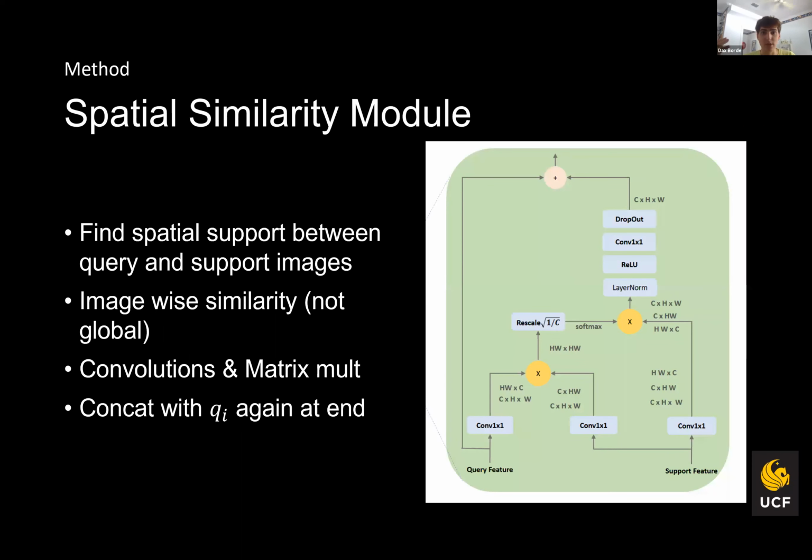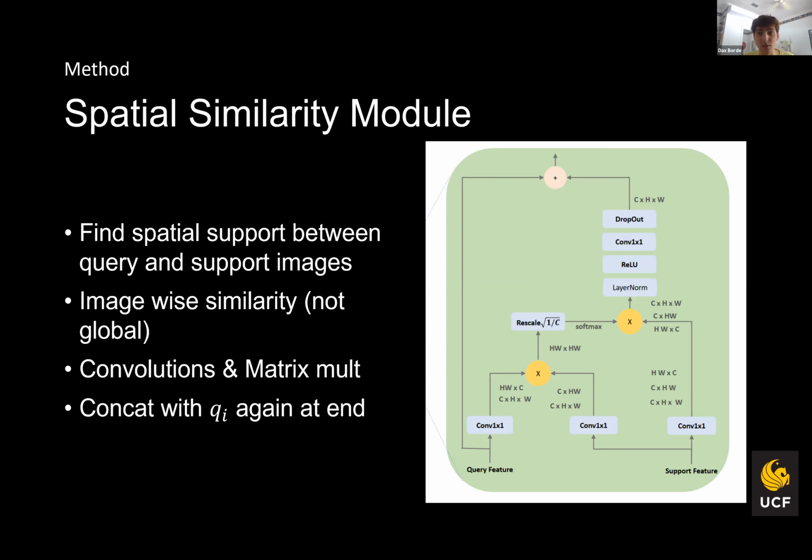So this is actually their first module in the center processing step. This is the spatial similarity module. It looks complicated, but it's a simple concept. The idea is we take the query image and compare it to each support image individually, one by one, and we attempt to find the similarity between those images. So we find what's similar between the query image and the first support image, and then again for the second support image, and so on.